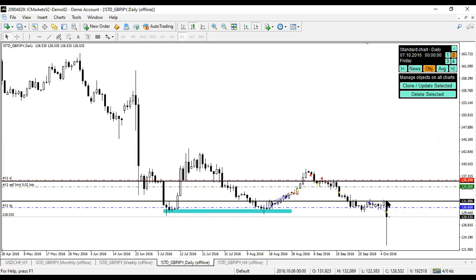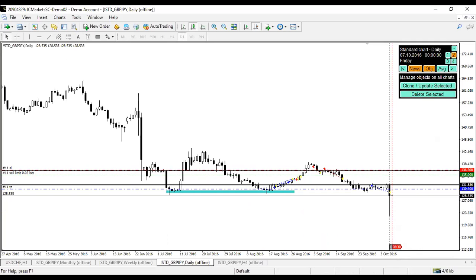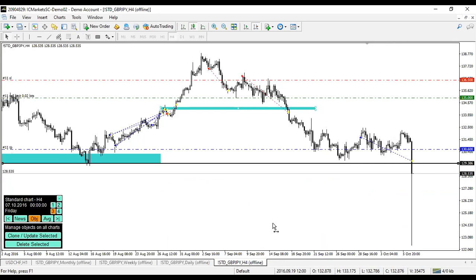Oh, price goes all the way down. I think this is some kind of news, and that's why price went all the way down, almost 700 pips. Also, we have a news spike here. But price also broke the structure.